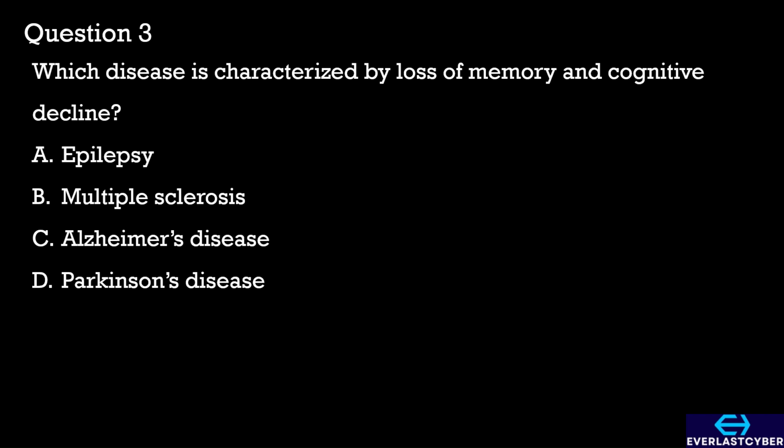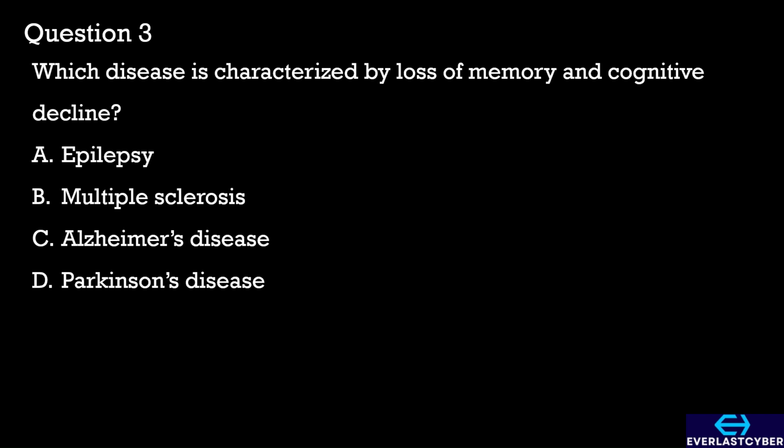Epilepsy is a neurological disorder and it is characterized by recurrent seizures, not actually memory loss. Multiple sclerosis causes nerve damage, and this leads to muscle weakness and vision problems. It also leads to coordination issues, but it doesn't necessarily affect memory loss.